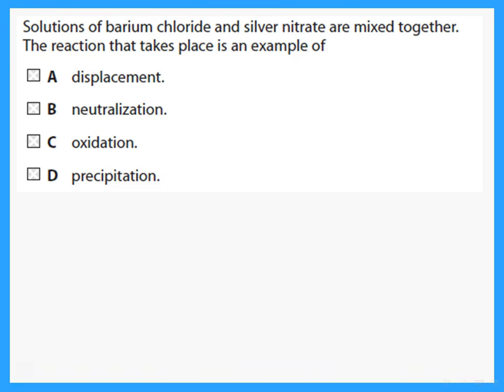Solutions of barium chloride and silver nitrate are mixed together. The reaction that takes place is an example of what? What happens if I add silver nitrate to something that has chloride? We said it forms a white precipitate, so this type of reaction is precipitation.